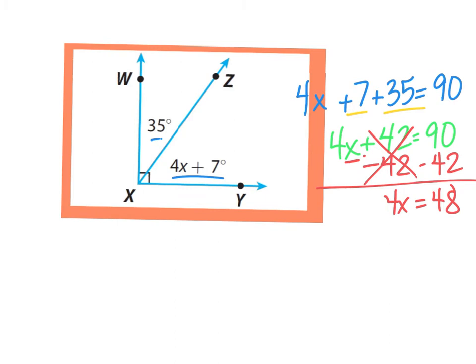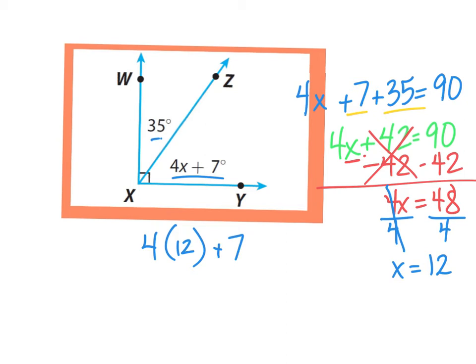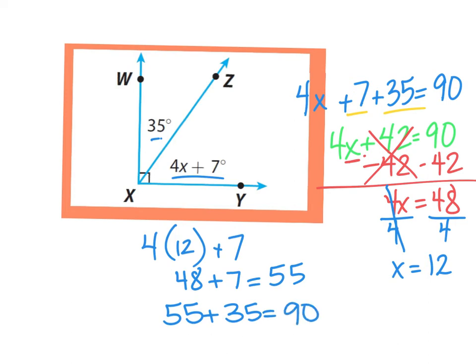Now I have 4 being multiplied by x, so to undo that I'm going to use the opposite, division, and divide by 4. I have to do that on both sides. 4 divided by 4 equals 1, so x is now left alone. 48 divided by 4, x equals 12. I can go ahead and check that if I substitute in for my variable: 4 times 12 is 48, plus 7 equals 55, and 55 plus 35 will indeed equal 90.